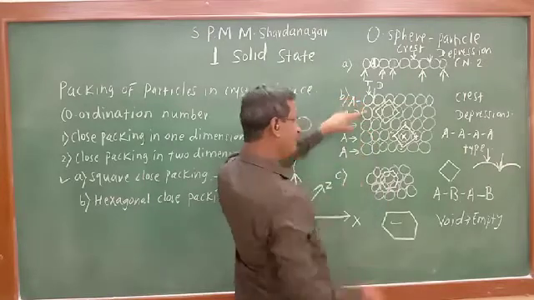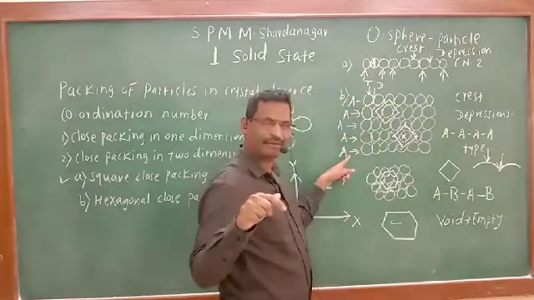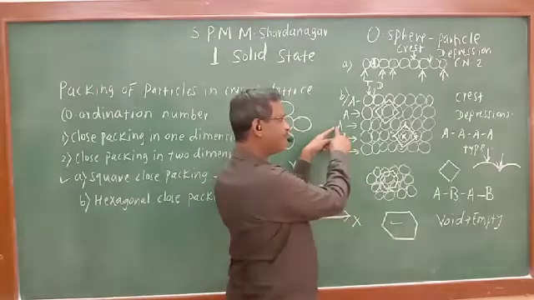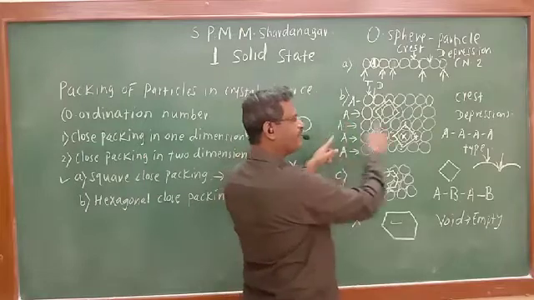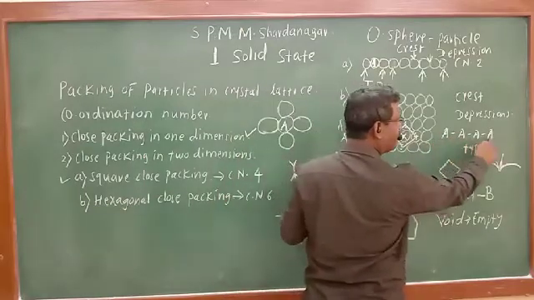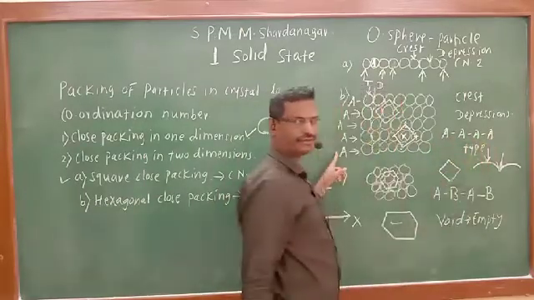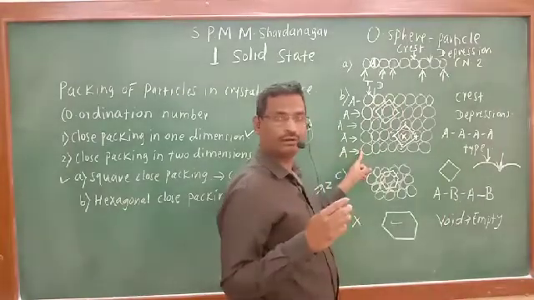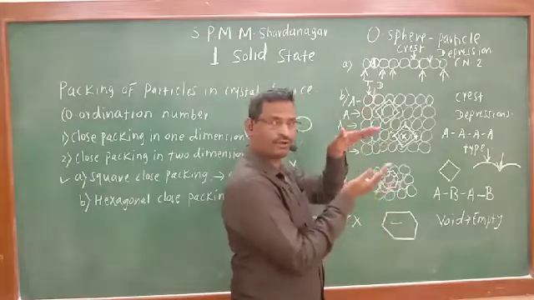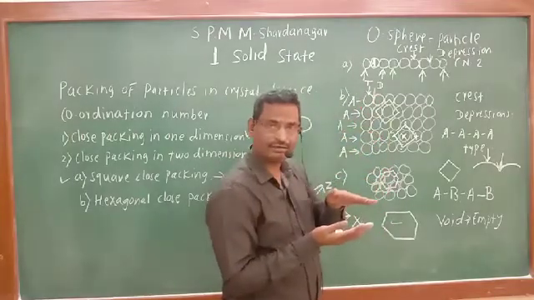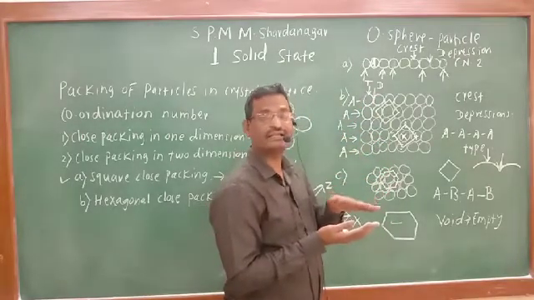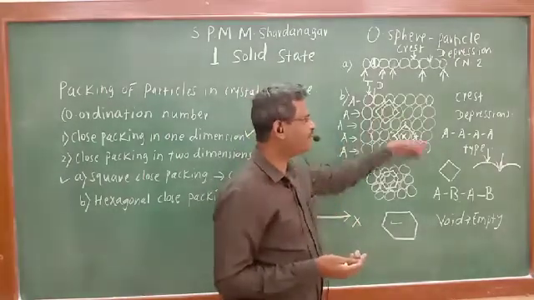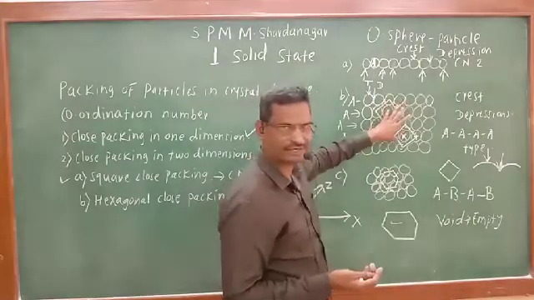In this manner, if the first layer is A type of layer, the second is also A type, the third is also A type, the fourth is also A type, it is known as A type of arrangement. Because all layers are stacked one above the other in such a manner that crests of each other are touching each other, and that is known as A type of arrangement.